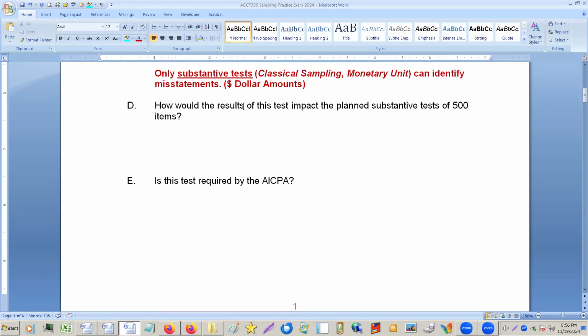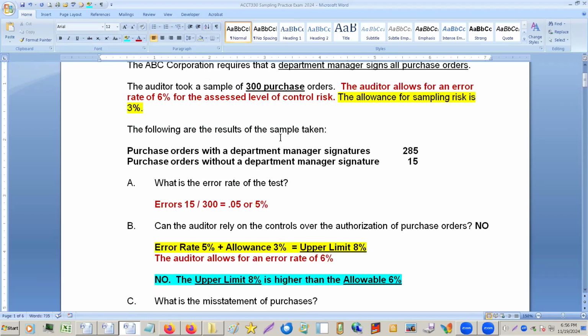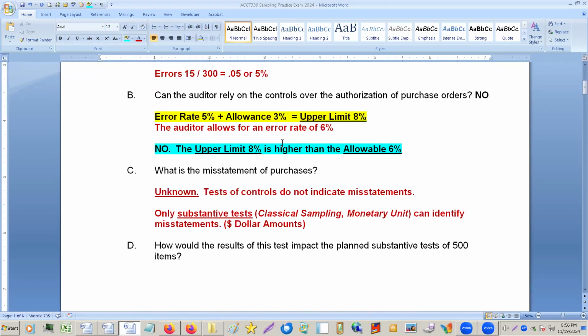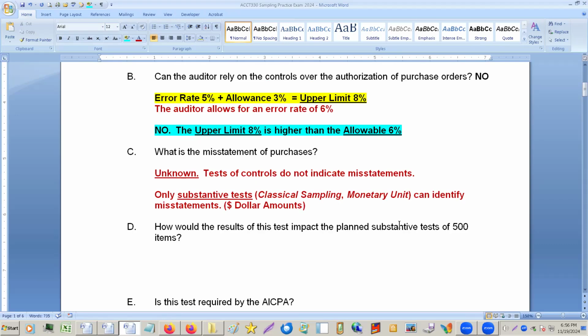How would the results of this impact the planned substantive tests of 500 items? So we planned on, if we can rely on the controls, so we're doing test of controls because hopefully we can rely on them. We can't. So we had planned that we were going to have a substantive test of 500 items. So what's going to happen to those 500 items? Are we going to take 500 items or more or less items for substantive testing?